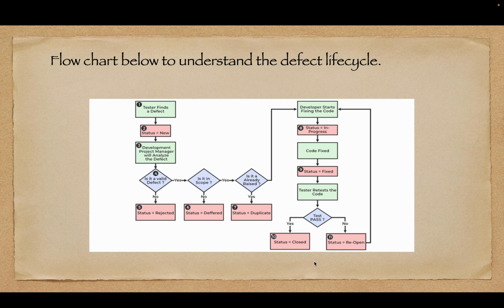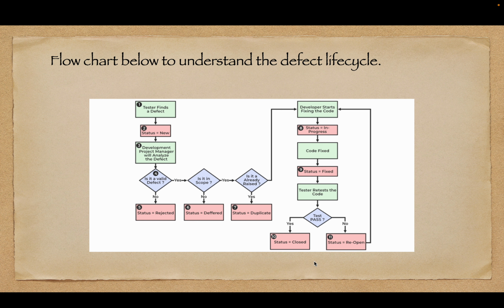Then next we will look at this flow chart. There we can understand how it goes in every state, every status. So here I have mentioned some points like 1, 2, 3. Accordingly we will go and understand everything. The first point: the tester finds a defect, then the defect status is changed to new. The development manager will then analyze the defect. The manager determines if the defect is valid or not. If the defect is not valid, then the development manager assigns the status rejected.